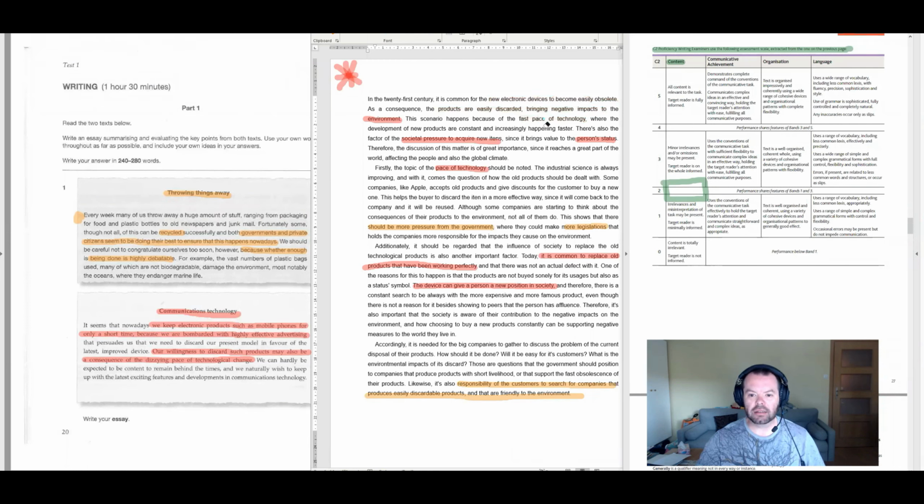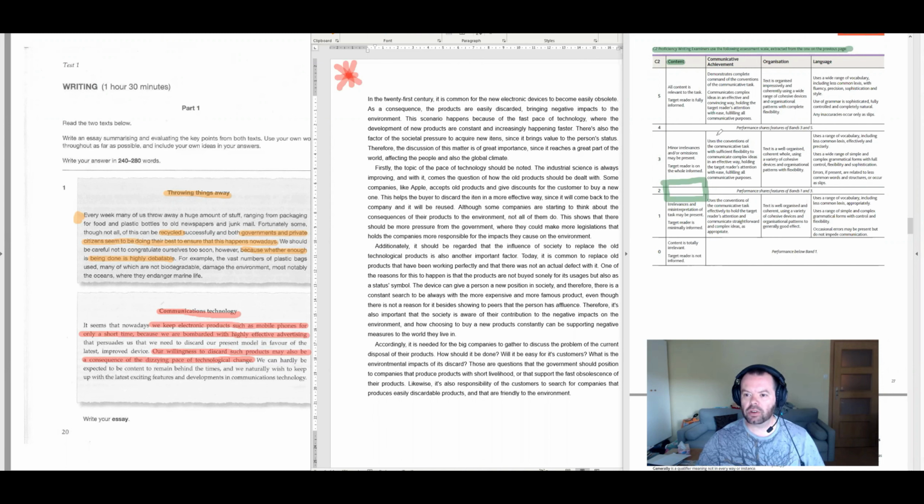Okay, so I'm going to clear my labels here for the content because we're moving on to communicative achievement. Communicative achievement looks at, first of all, the genre of the writing. Have we got ourselves an essay here? Well, we have. We have a piece of argumentative writing that tries to summarize the points raised in the text and tries to evaluate them to some extent.